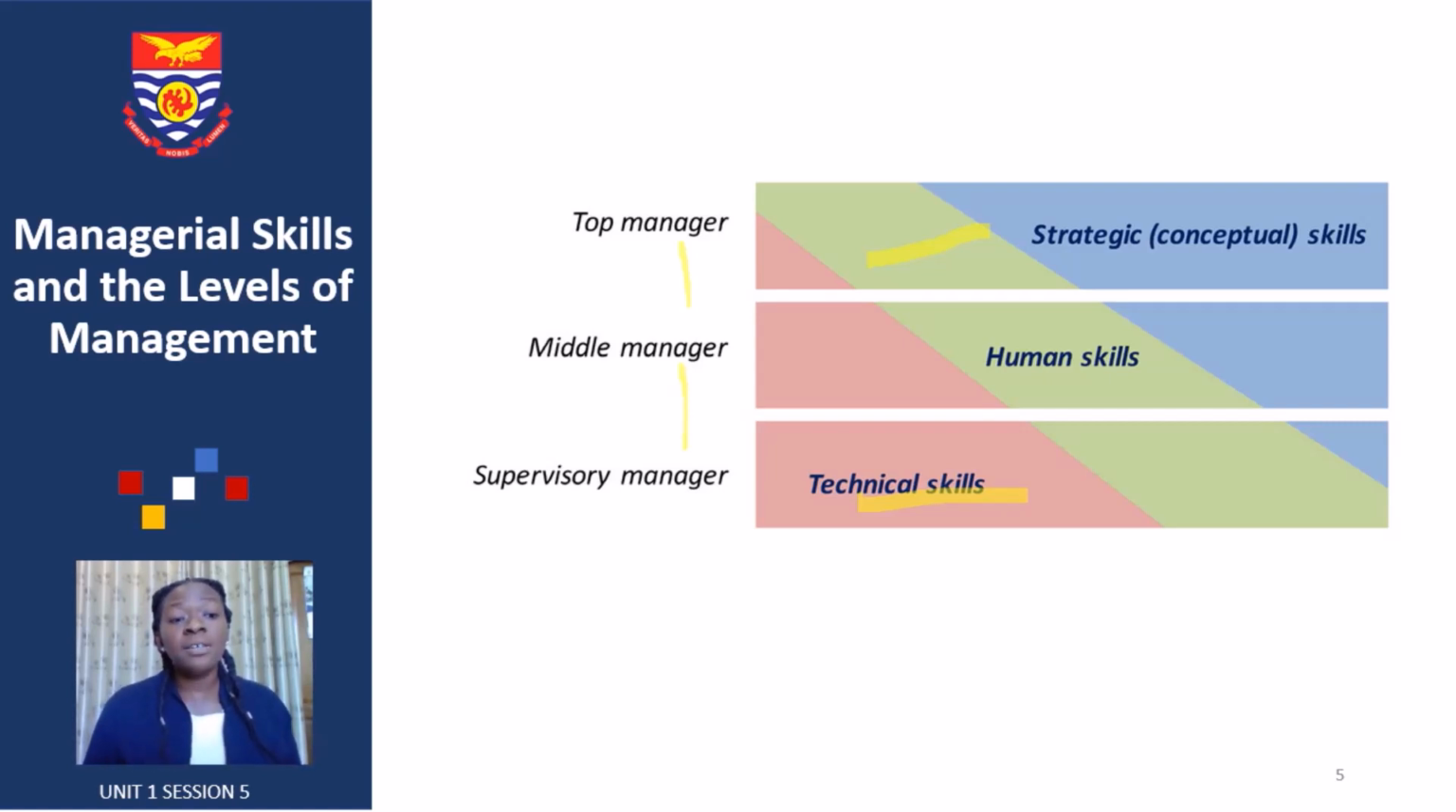They also need portions of the human skills, because at the end of the day, don't forget that it's not just their capabilities that matter. They're also working with people, and they tend to work with a lot of people because most of the workers will be at the base. These supervisory managers have to work with all the workers, and so they need strong human skills to be able to work with these people effectively.